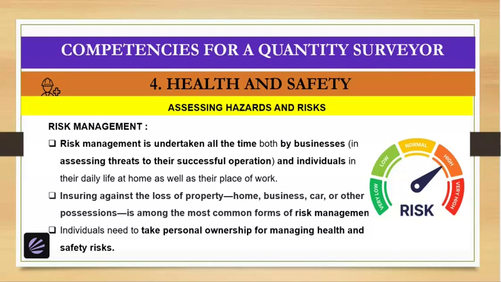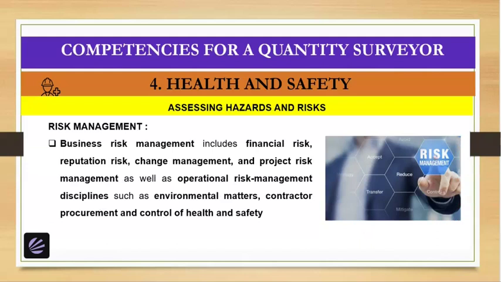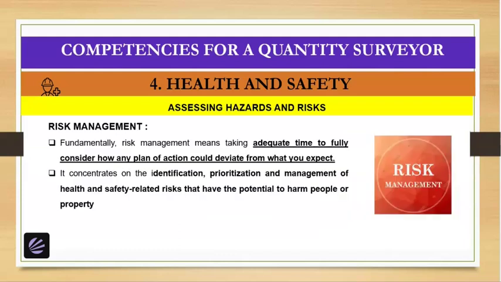Insuring against the loss of property, home, business, car, or other possessions is among the most common forms of risk management. Individuals need to take personal ownership for managing health and safety risks. Business risk management includes financial risk, reputation risk, change management, and project risk management, as well as operational risk management disciplines such as environmental matters, contractor procurement, and control of health and safety. Fundamentally, risk management means taking adequate time to fully consider how any plan of action could deviate from what you expect. It concentrates on the identification, prioritization, and management of health and safety risks that have the potential to harm people or property.